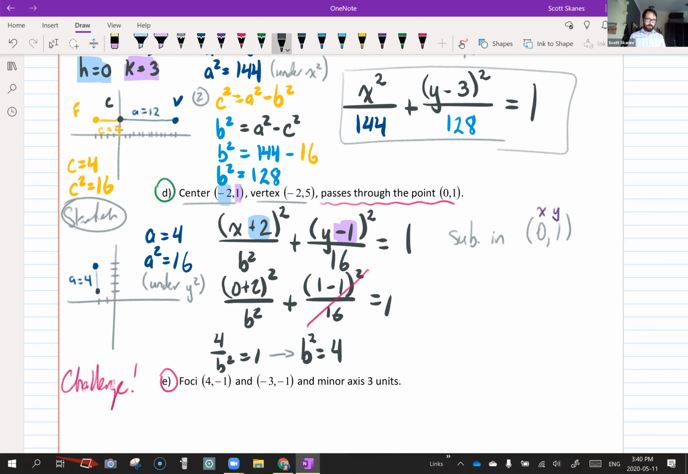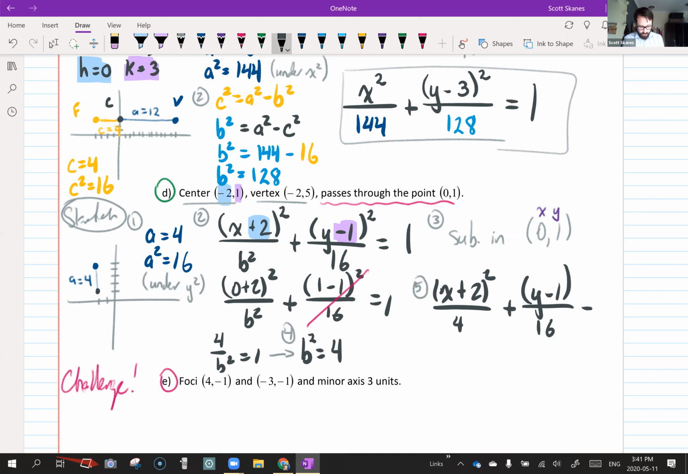Okay, now we have a squared, we have b squared, we can write our final equation. So we did this. First step, second step, third step is substitute, fourth step is to get b squared, fifth step really is to write the final equation, and I'll leave you be. X plus 2 squared over b squared, which is 4, plus y minus 1 over a squared, which is 16, equals 1. Okay, I finished. Sorry I had to rush at the end there, but I didn't want to go late.